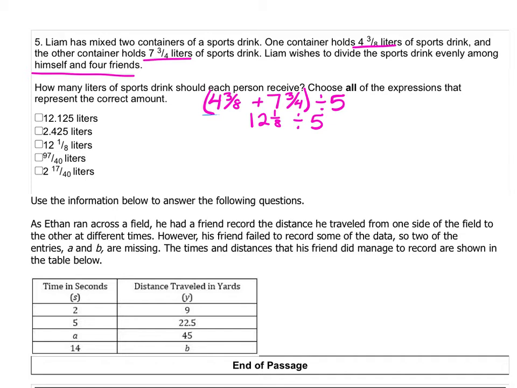8 times 12, we go around the world, is 96, plus 1 is 97 over 8, divided by 5 over 1, which ends up being 97 over 8 using same, opposite, switch, times 1 over 5. And we get 97 times 1 is 97, over 8 times 5 is 40. 40 will go into 97 2 times, with a remainder of 17 out of 40.